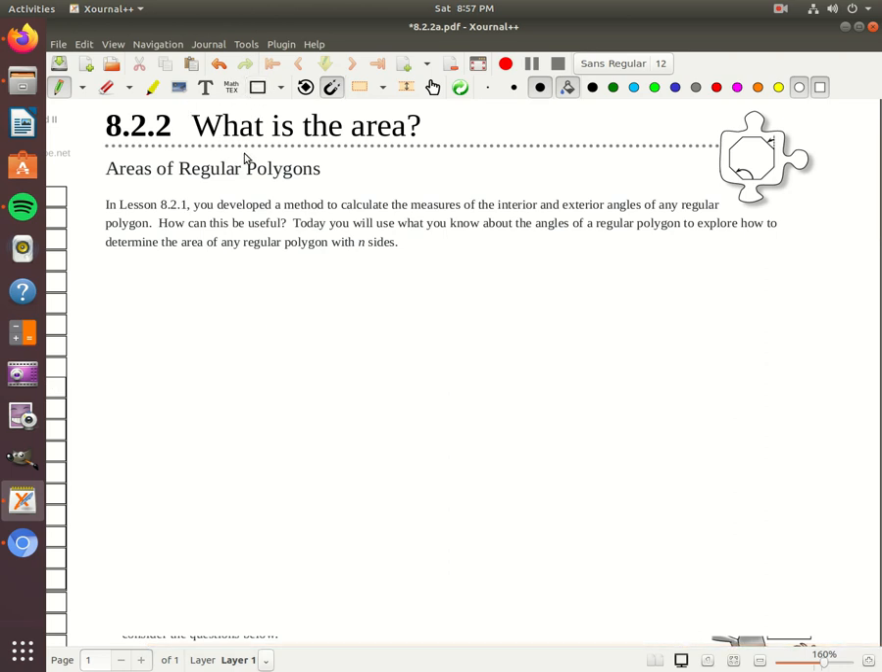We are going to do 8.22 part 1. We're going to figure out the area of regular polygons. And really what's going to happen is we're going to end up cutting these things into triangles and then figuring out the area of the triangle and then multiplying that by how many of those triangles there are in the shape. And this gets a little bit tricky.